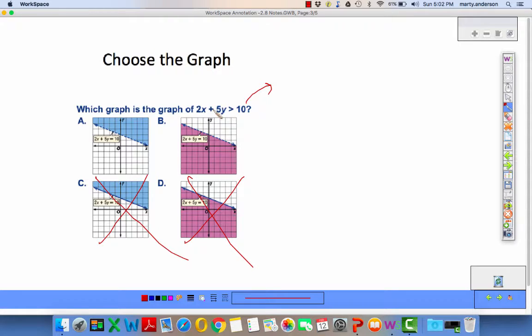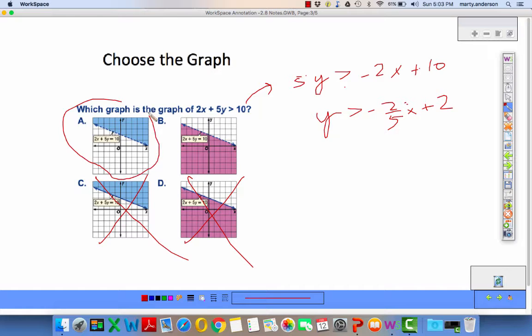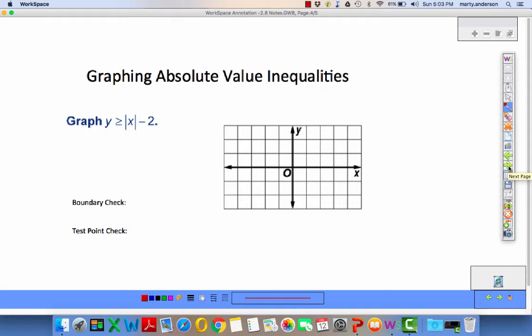You can see it's a positive. Pretty sure it's going to be above. Let's solve anyway. 5y greater than negative 2x plus 10, y greater than negative 2/5 x plus 2. I divided by a positive. Shading above, got to be a, huh? Got to be. This would be less than. And those ones were solid lines. Hopefully this isn't mind-blowing material for you.